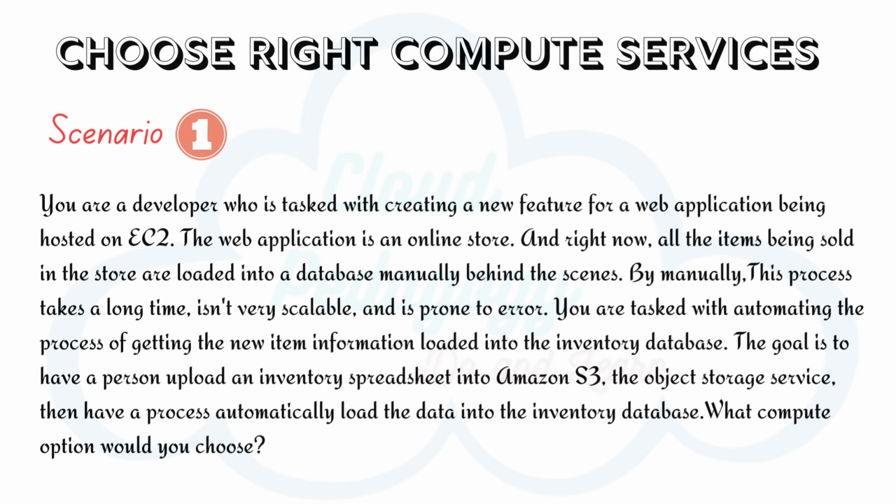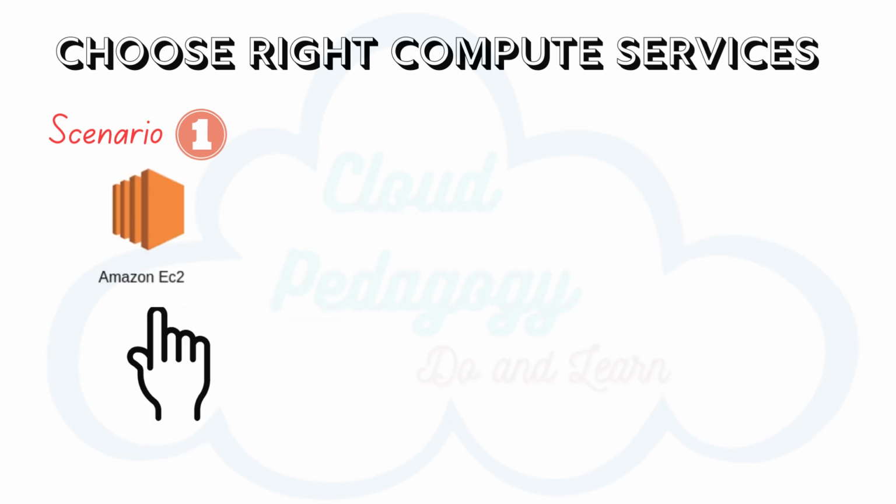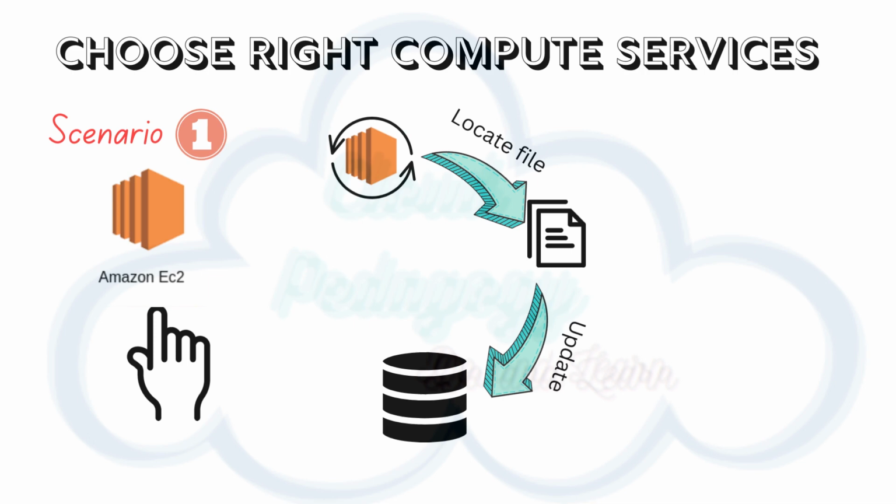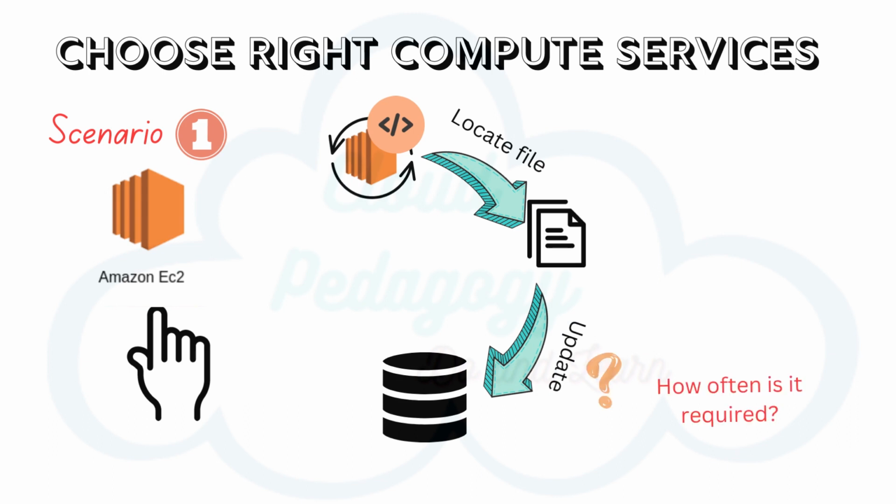Alright, let's discuss how you could have answered this question. You could have decided to use Amazon EC2 here. You could spin up a new instance specifically for this process and write some code that polls the location of the spreadsheet for a new upload every so often, updating the database when it finds a new file, and that would work. But before I make my final answer here, I have a question. How often does new inventory get added to the database? New inventory gets updated once a quarter.